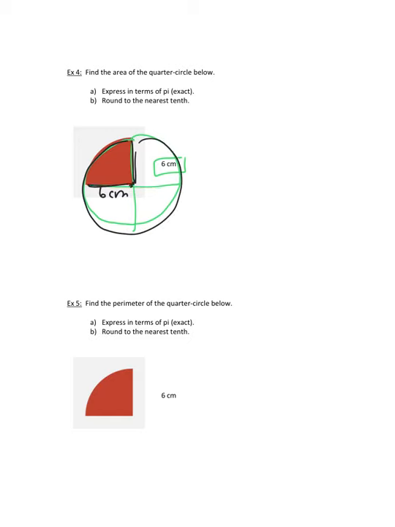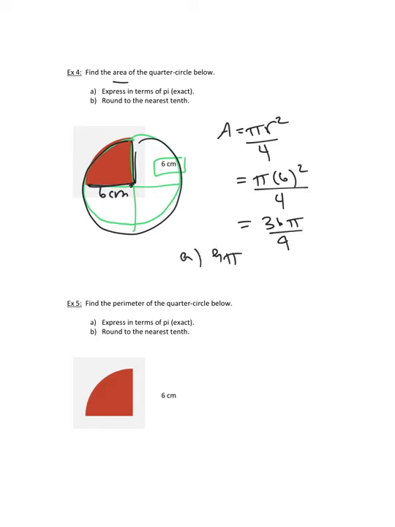So you're going to do area is pi r squared, but this is only a fourth of a circle. So you're going to divide your area by 4. So pi times our radius, 6 squared, and then divide that answer by 4. So we're going to do 36 pi divided by 4. So for part A, in terms of pi, it would just be 9 pi. And for part B, you just put 9 pi in your calculator and round to the nearest tenth, 28.3, because it's 28.27, it rounds up to 28.3. And this would be area, so it's centimeters squared.